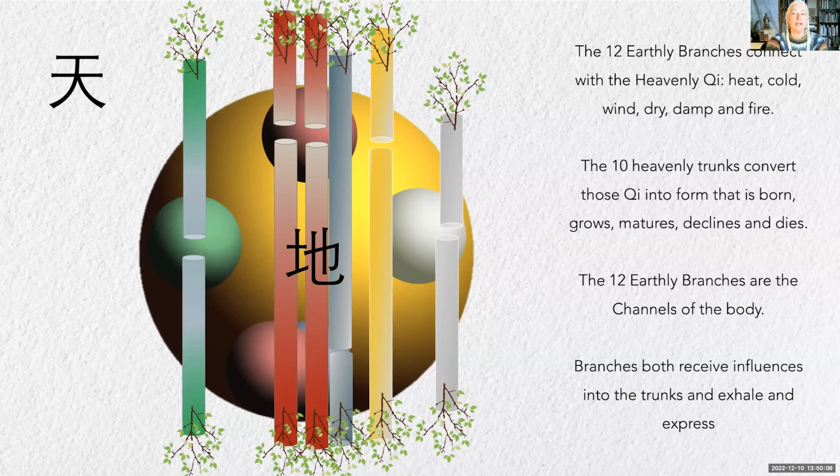So the 12 earthly branches connect with the heavenly chi: heat, cold, wind, dry, damp, and fire. The 10 heavenly trunks convert those chi, wind, cold, damp, fire, dryness, sultry heat, into form. And what does that form do? It gets born, it grows, it matures, it declines, it dies. The 12 earthly branches are the channels of the body, and the branches both receive influences into the trunks and exhale or express them back out again.